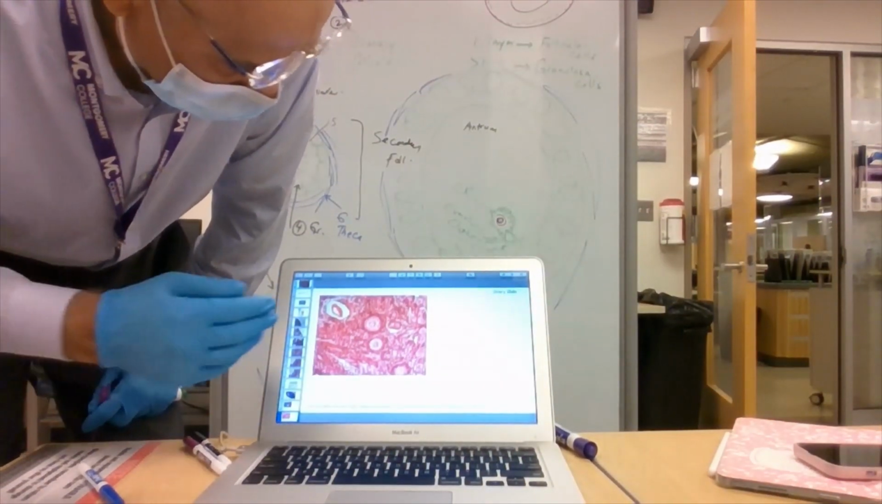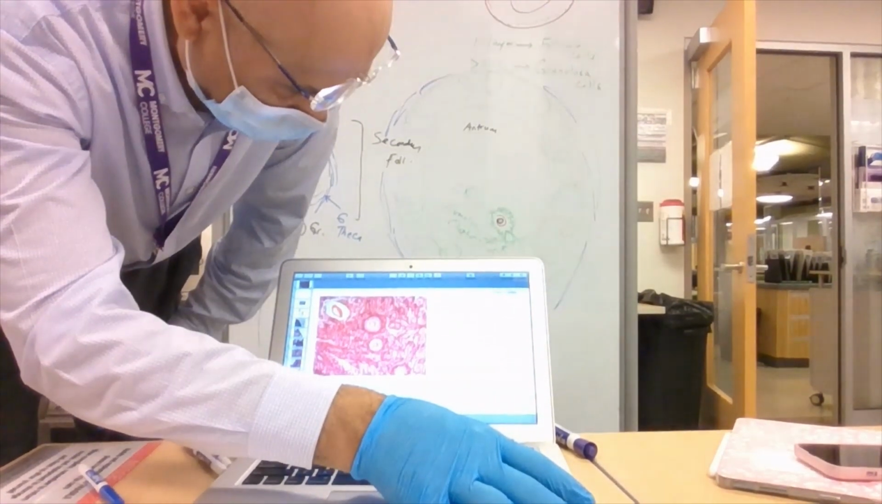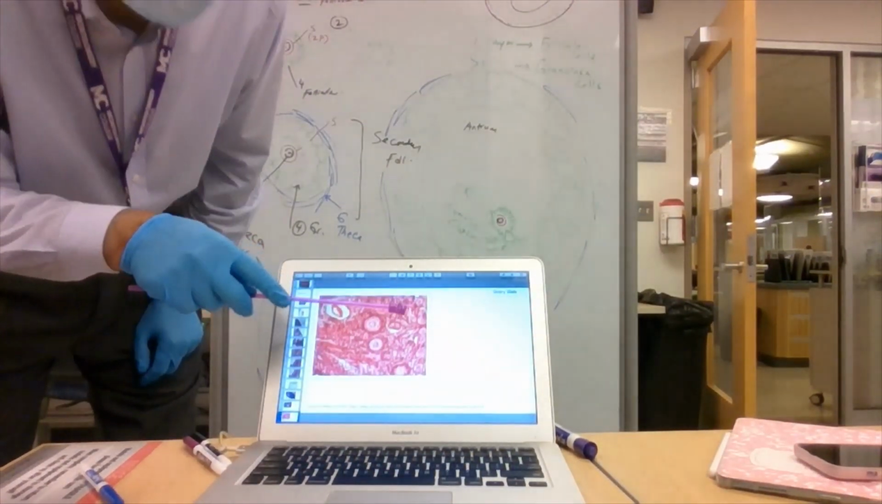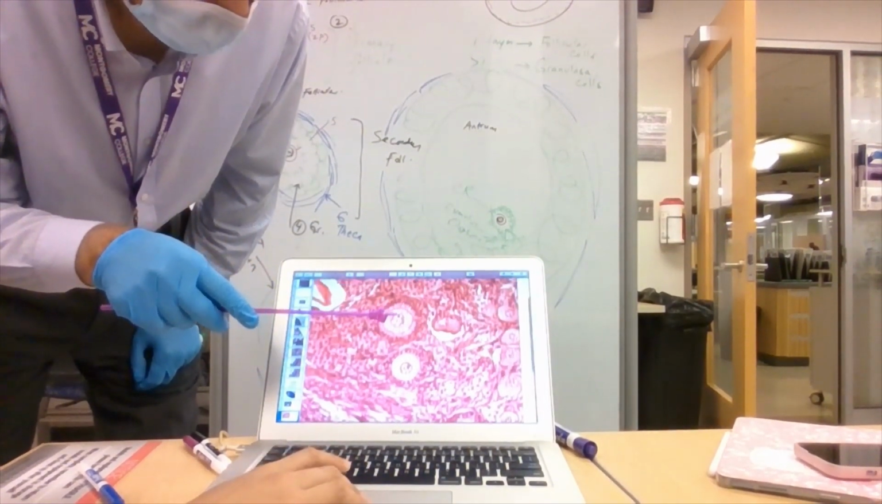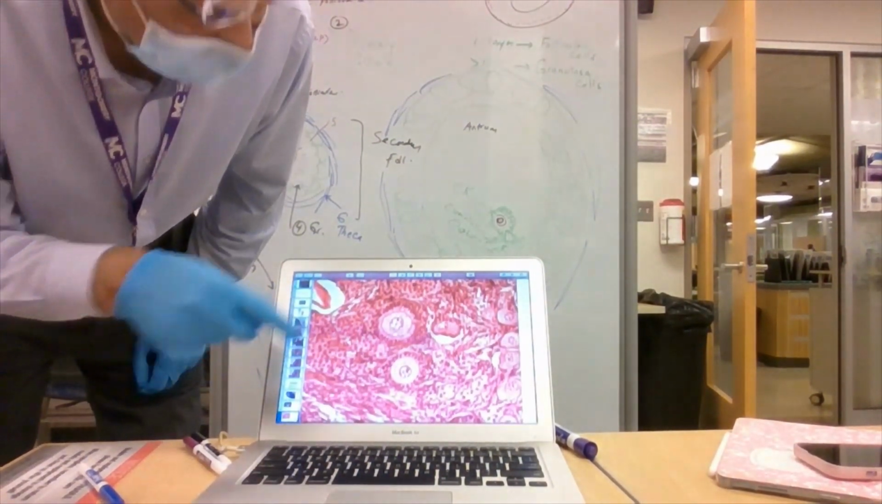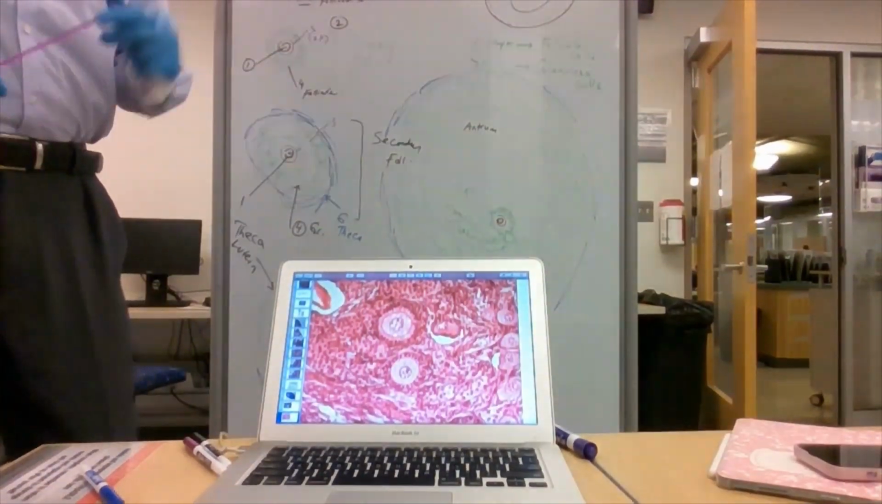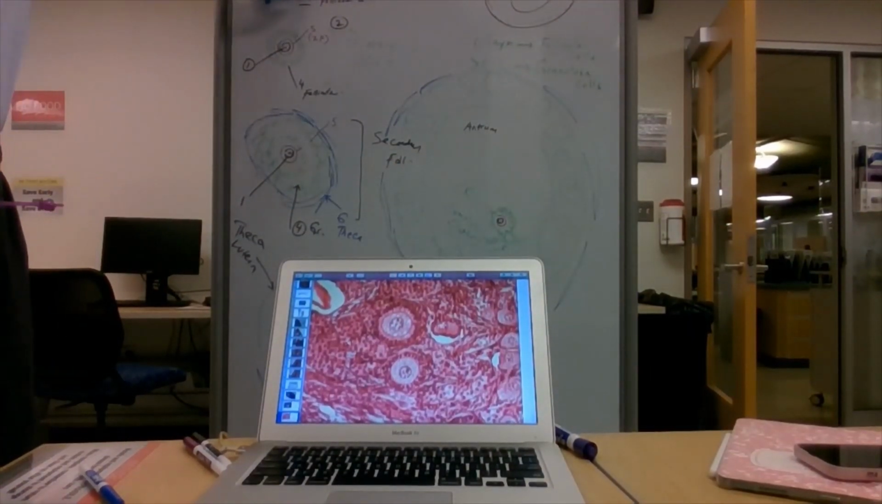Now we are going to look at follicles. You can see these four follicles here on the side. They're all one layer of flat cells. All these are follicles, and they are all primordial, because each is made up of a thin layer of cells.